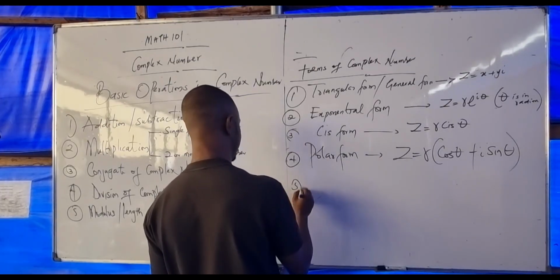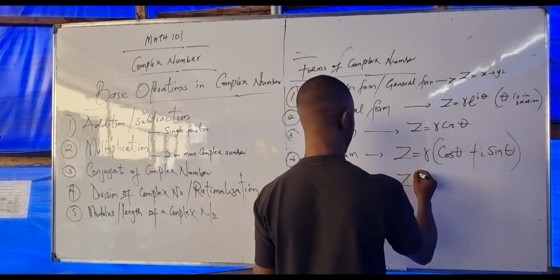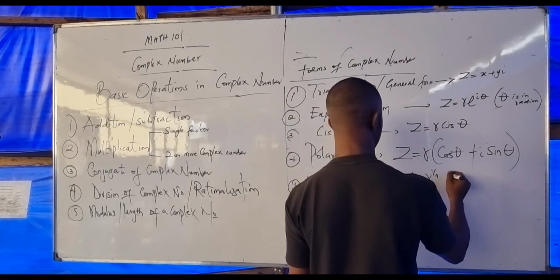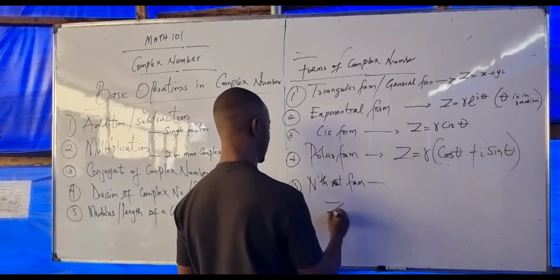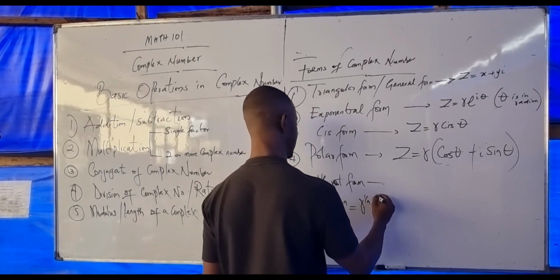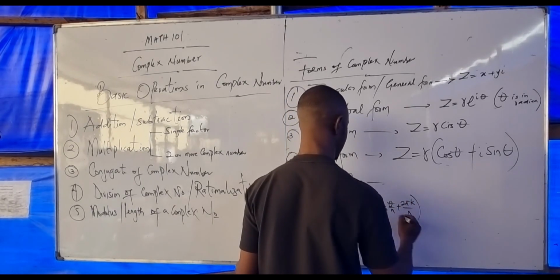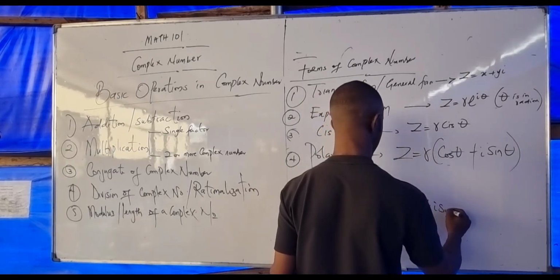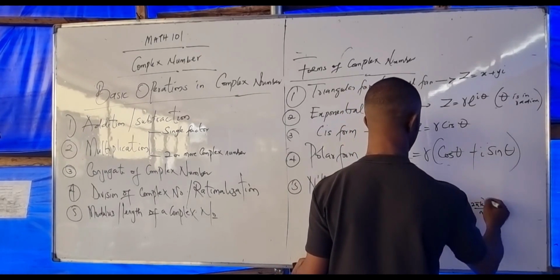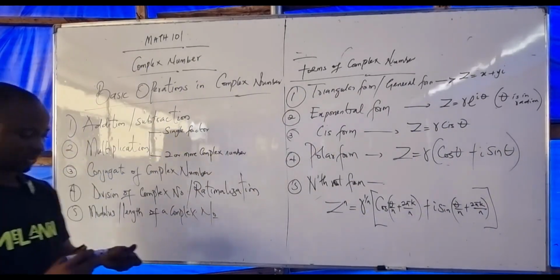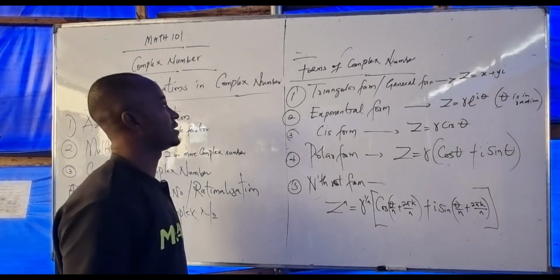Please take note. Number 5 is called the nth root form, which is z raised to n equals r raised to 1 over n, times cos of theta over n plus 2 pi k over n, plus i sine of theta over n plus 2 pi k over n. This is called the nth root form. So all of these are what we're discussing in complex number.